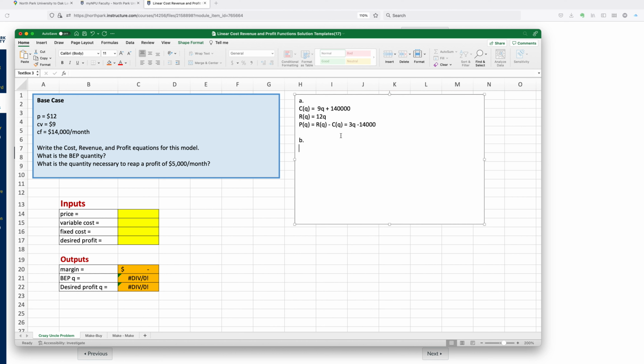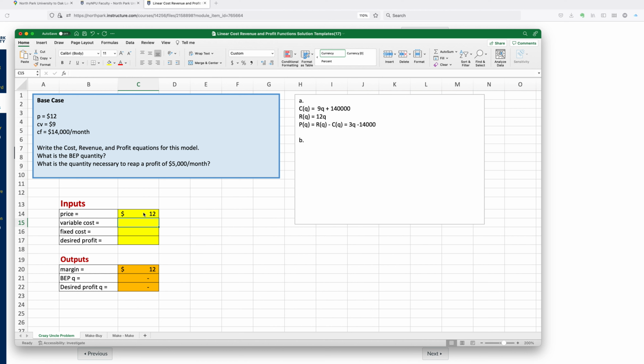Part B. What is the break-even quantity? Well, the break-even quantity is going to be here. If I put the parameters into the yellow, the orange will be the answers. And my desired profit will come here. So what is the price that I sell this at? We're selling it for 12.